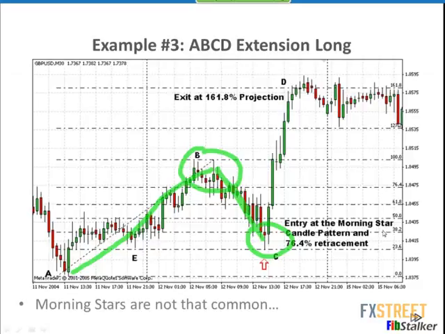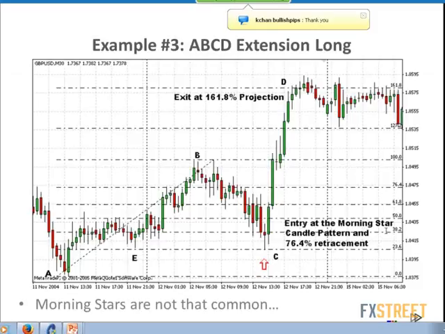I don't know. Do you know Ichimoku? No, I don't, and I believe that when you get signals from Ichimoku, it's too late.